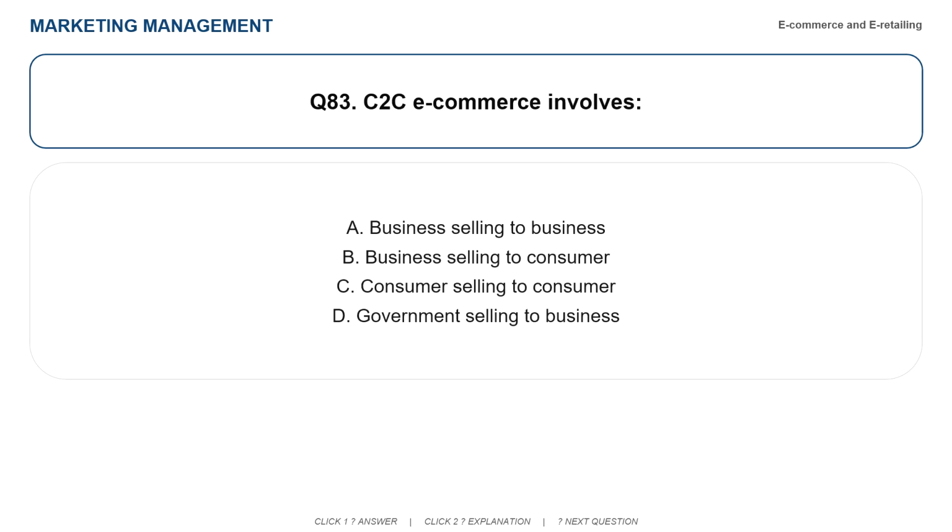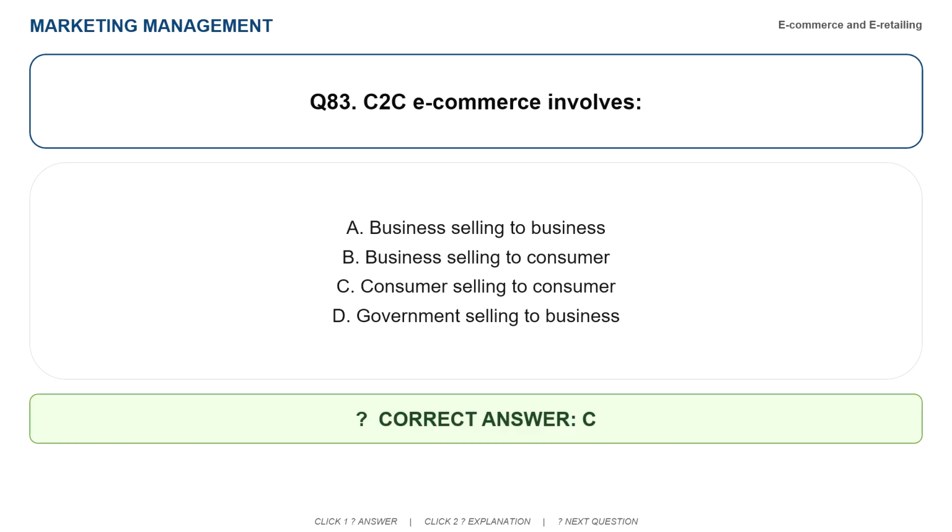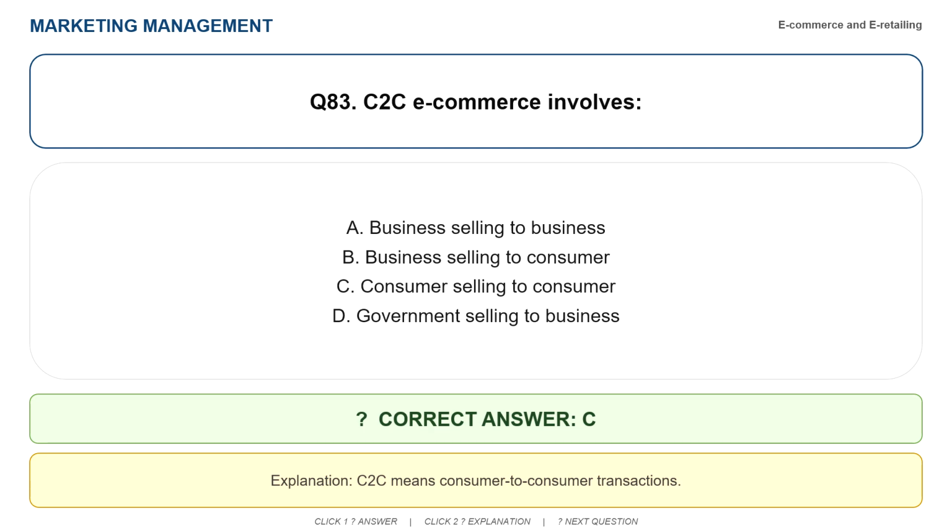Question 83. C2C e-commerce involves. Option A. Business selling to business. Option B. Business selling to consumer. Option C. Consumer selling to consumer. Option D. Government selling to business. The correct answer is C. Explanation. C2C means consumer to consumer transactions.